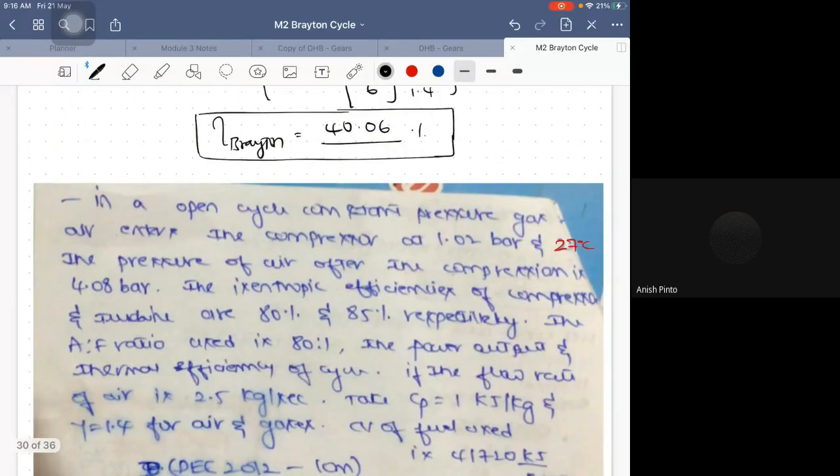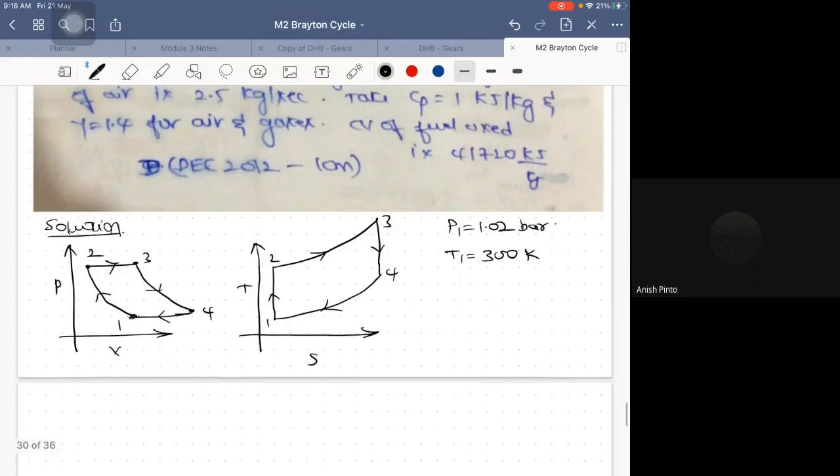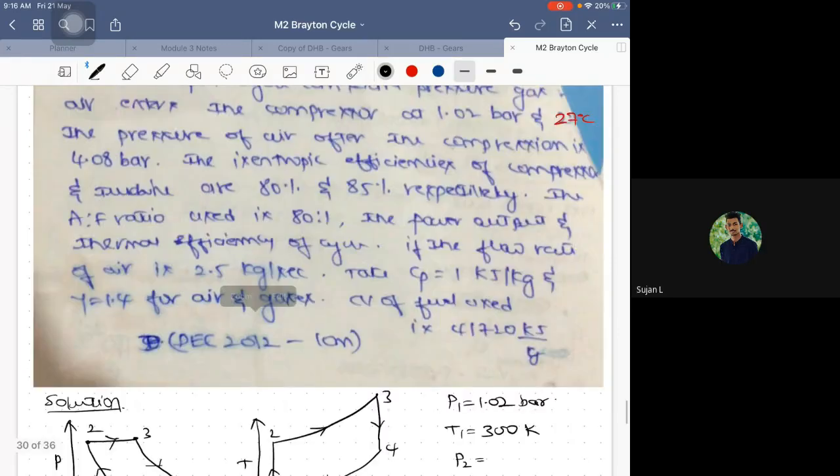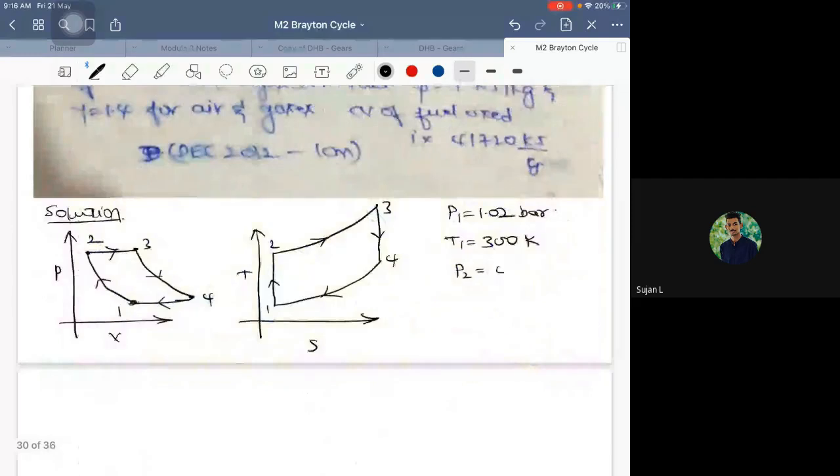The pressure of the air after compression is 4.08 bar. So what is this parameter? This is your compression process. This was initial to the compression, and now he is specifying the pressure after compression. So which parameter is that? It is P2. How much is the value? 4.08 bar. Very good. This is done.